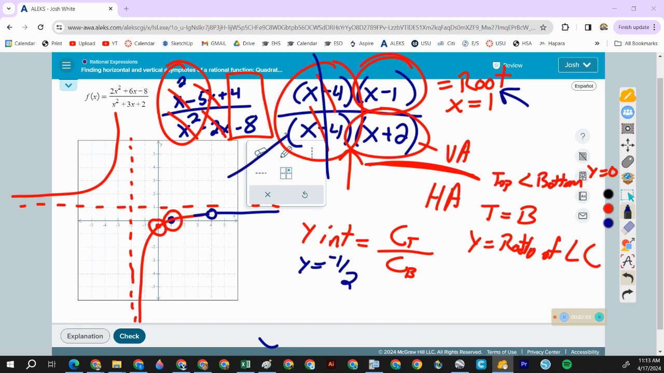So this is the hole. x minus 4 is where the hole is, so it's going to be 4.